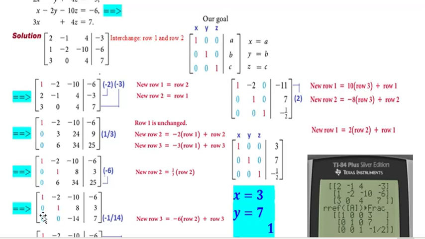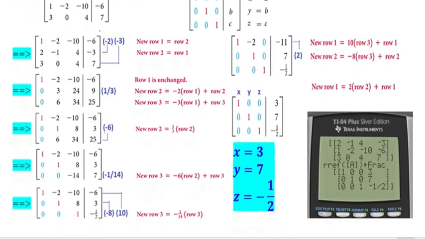Then you have now 1, 0, 0, 1, 0. Then you need to turn this to 1. Simply multiply row number 3 by minus 1 over 14, or divide row number 3 by minus 14. So keep row number 1 and 2 as they are. 1, minus 2, minus 10, minus 6. 0, 1, 8, 3. Then 0 divided by minus 14 is 0. 0 divided by minus 14 is 0. Minus 14 divided by minus 14 is 1. 7 divided by minus 14 is minus half.